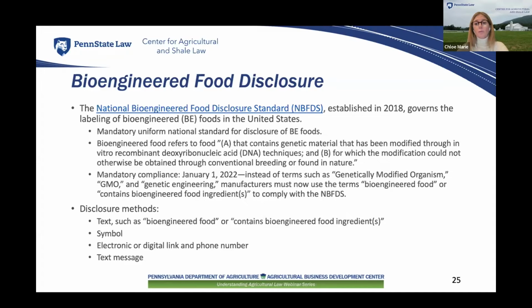Now the disclosure must be made through 4 distinct methods: a text, a symbol, an electronic or digital link and phone number, or a text message. And there are 3 different locations where food companies must put a label saying whether their food is bioengineered. So one place is the principal display panel. If there is not enough room, the information panel. And again, if there is not enough room, any other location on the package.